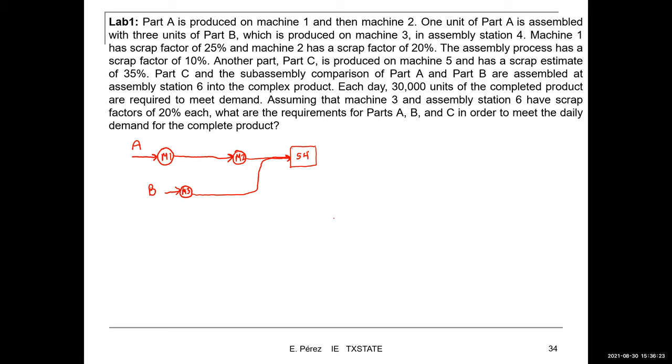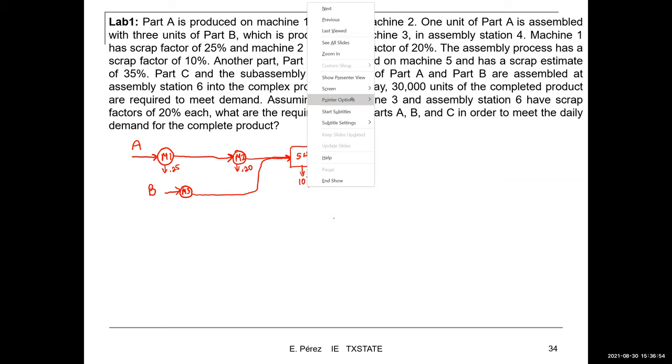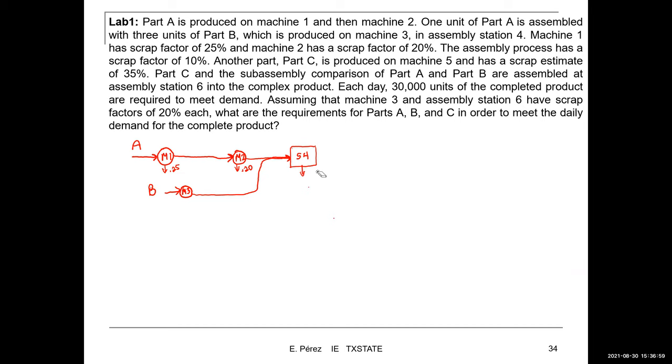Machine 1 has a scrap factor of 25%, so you're losing 25% here. And machine 2 has a scrap factor of 20%. The assembly process has a scrap factor of 10%. Let me use the same notation, so I'm using 0.10. And then he says that the assembly process has a scrap factor of 10%.